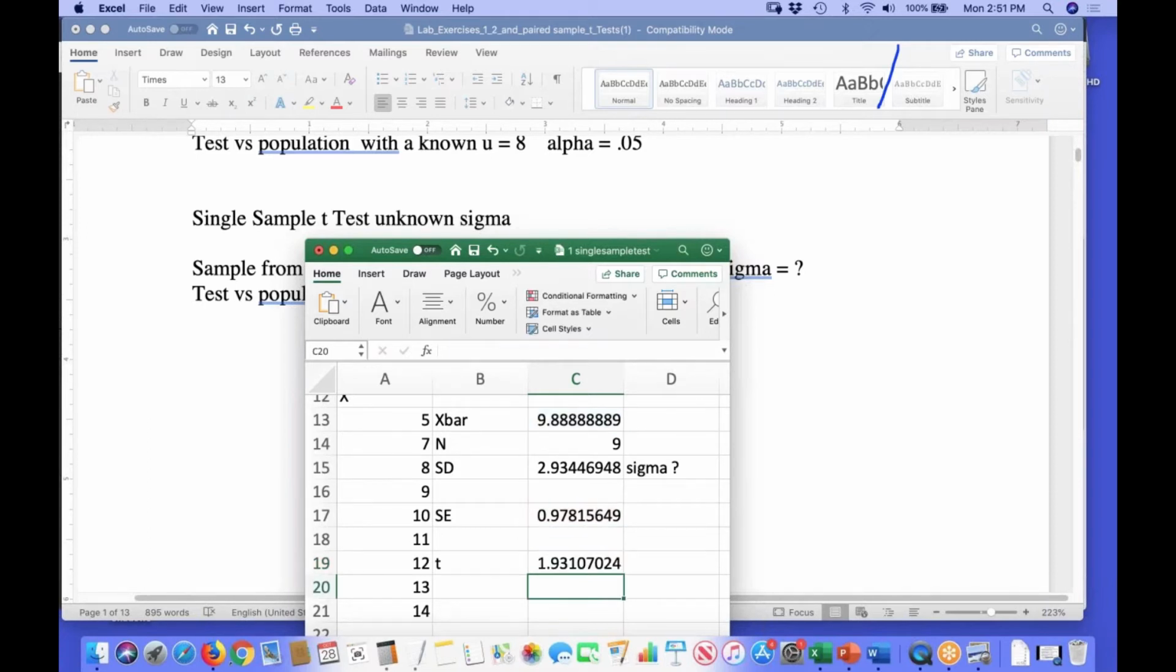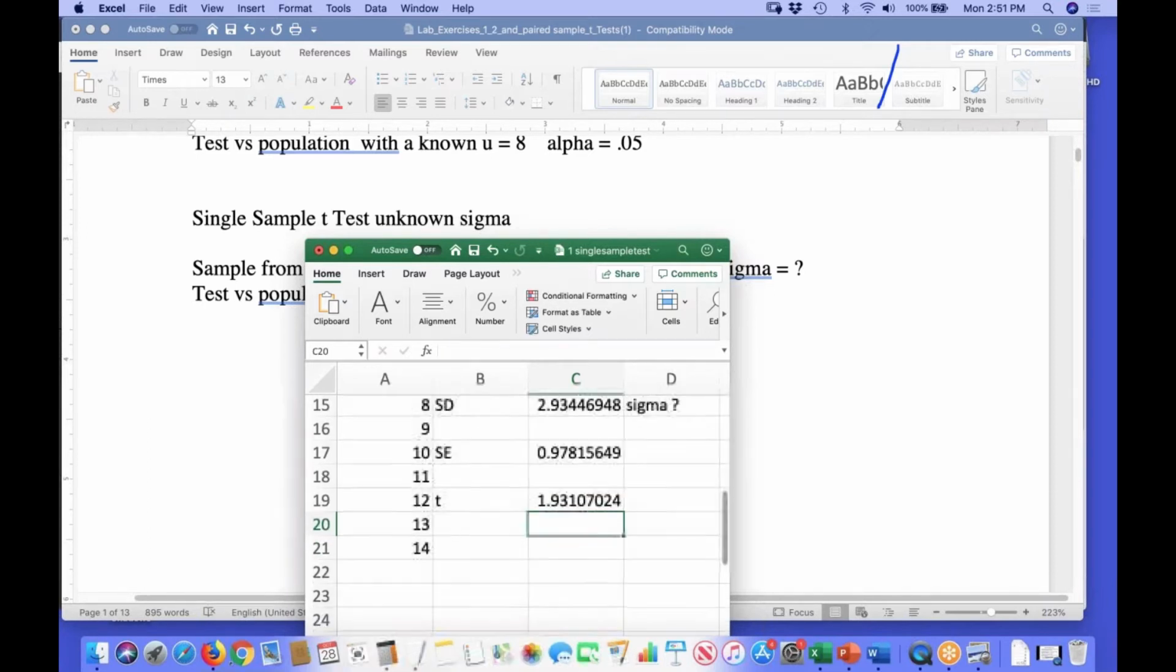Okay, and that comes out to be 1.93. So now the question is, is that big enough for me to reject my null hypothesis? Well, the way that we decide that, we need to know if it's bigger than the critical value of T. Well, what is the critical value of T? The critical value of T is the value of T that we get for that sample size and 95% certainty.